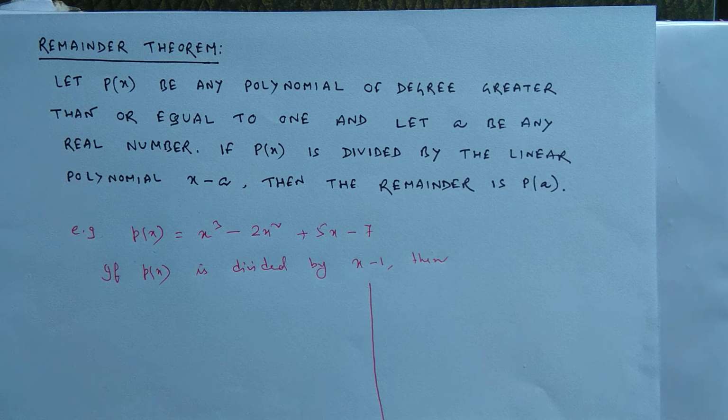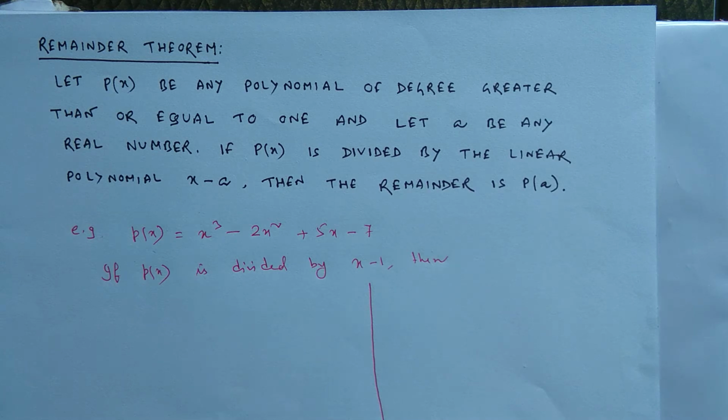Topic is the remainder theorem. Till yesterday we have learned how to divide a quadratic or cubic or biquadratic polynomial by a linear polynomial, and then we got the quotient and the remainder. But the remainder theorem, which is our today's topic, says that we can find the remainder without dividing the polynomial, simply by using the theorem. So let's see and try to understand what the remainder theorem is.